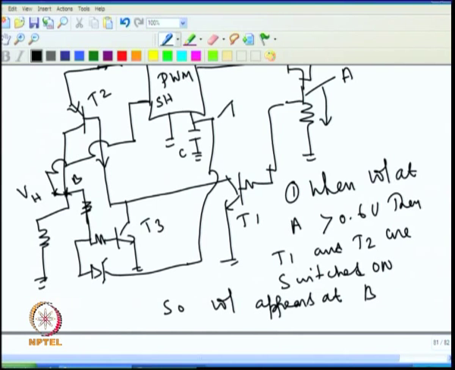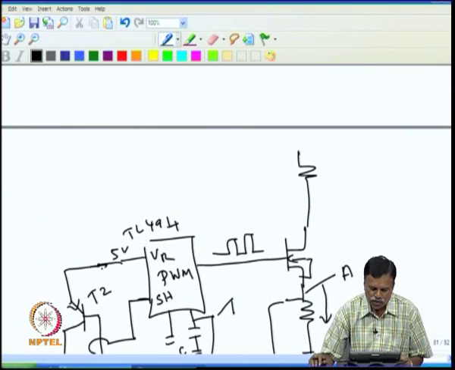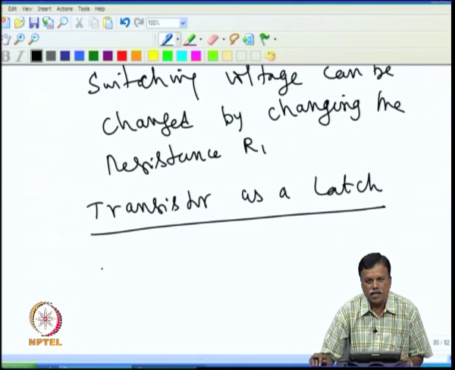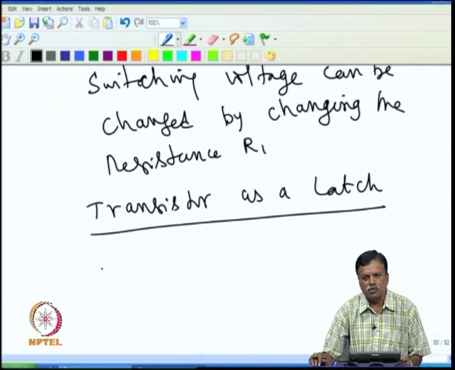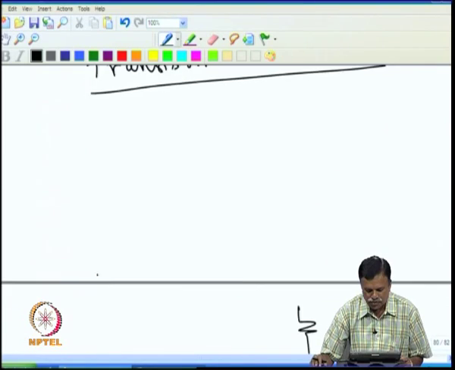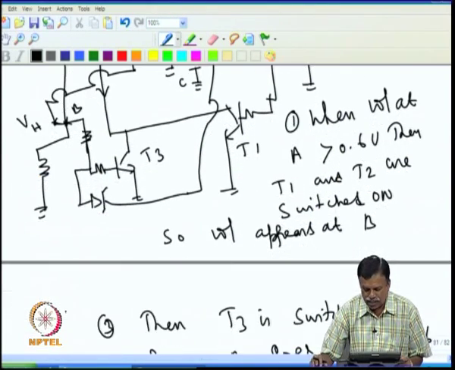So, you can see the transistor can be used at will for various applications. We had shown how to use it as a latch in a PWM control IC. We also had shown how to use a transistor to switch off and on at a required voltage, and how to do the temperature compensation for the switching off voltage. That is what we had seen in the first example. And in this example we had shown how to use the transistor as a latch.